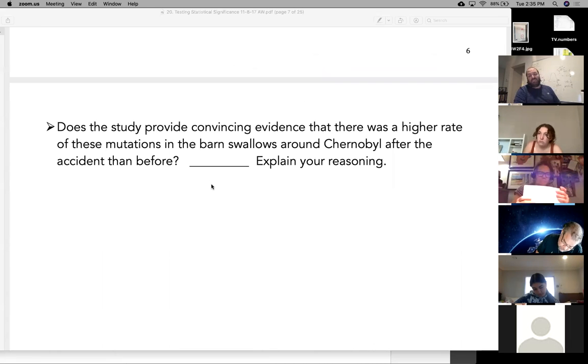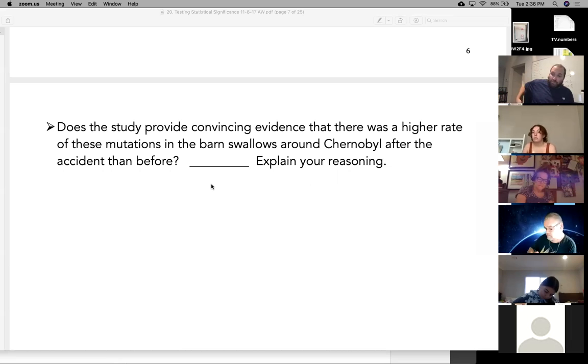So does the study provide convincing evidence that there was a higher rate of these mutations in the barn swallows around Chernobyl after the accident than before? The answer is yes. It is convincing evidence because by chance alone, 16% would not have occurred. So the fact that we did get 16% means the proportion of birds with mutations is more than 2%. How much more than 2%? That's a whole other question. I just know that 2% was too low. Can I claim it's all the way at 16%? No, can't claim that. But I'm really convinced that it's more than 2%. Okay.